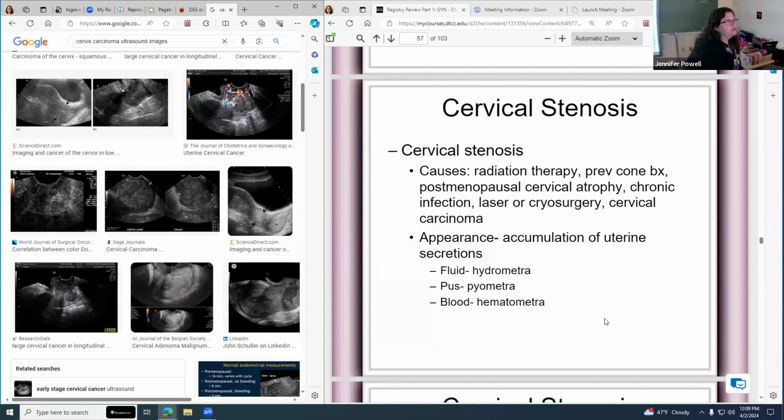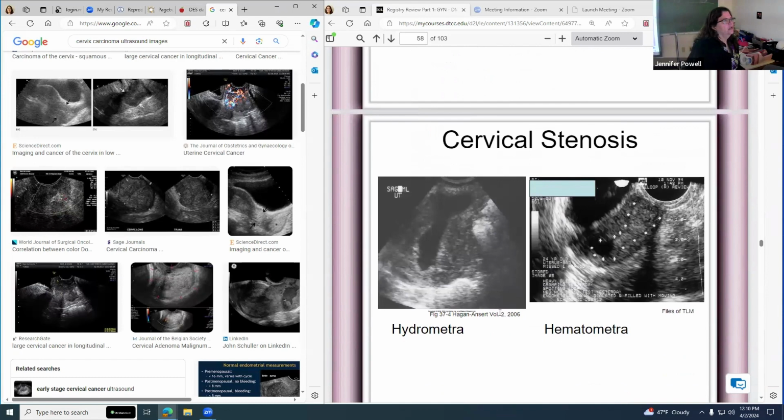And the appearance is an accumulation of uterine secretions because it can't get out. It's kind of closed off. So fluid would be hydrometria, pus, pyometria, blood, hematometria. So here we see a fluid-filled uterus, and it cannot get out. And same thing here, but it's filled with blood instead of milk.